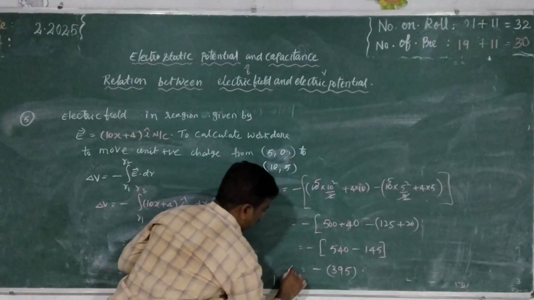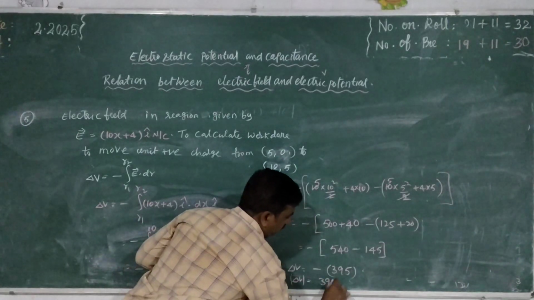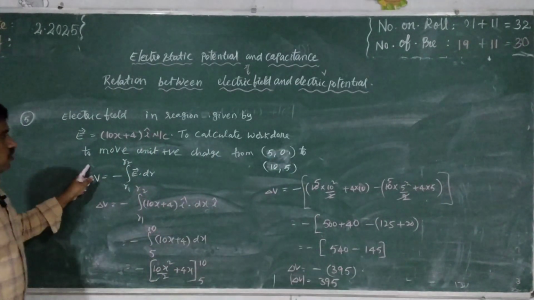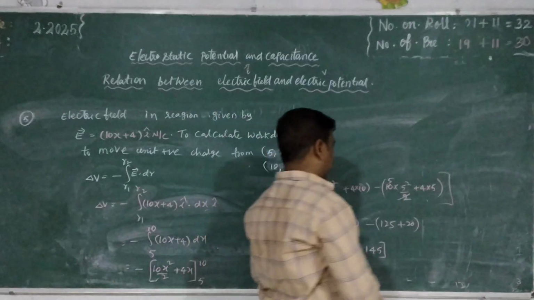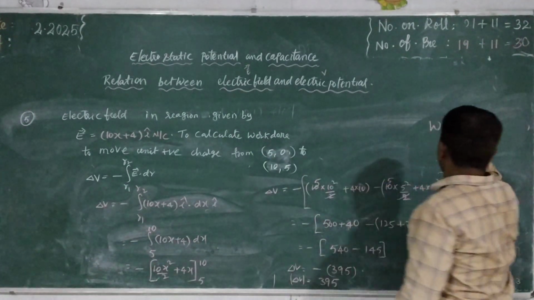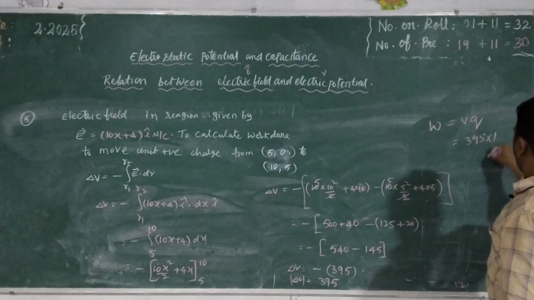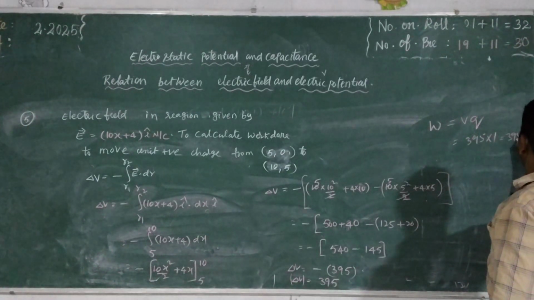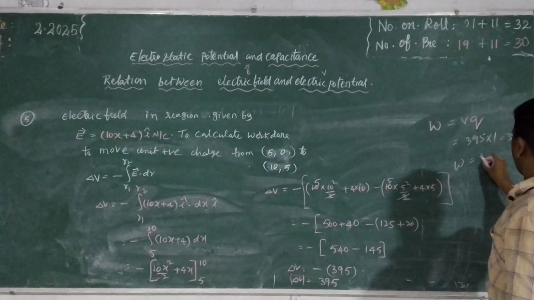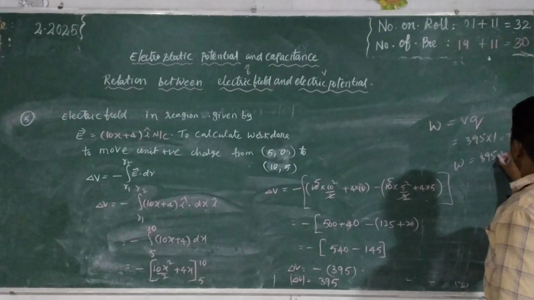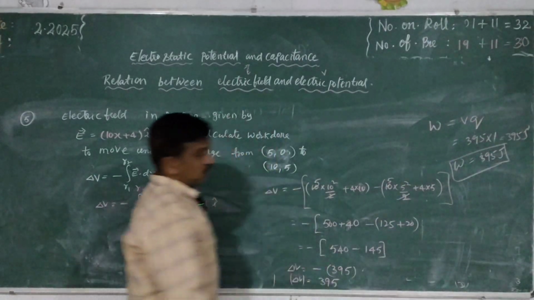We can take the magnitude, 395. What we want to find out is the work done to move a unit positive charge from (5, 0) to (10, 5). Work done means potential into charge. The potential is 395 and the charge is 1, so we get 395 joules. The work done to move the unit positive charge is 395 joules.